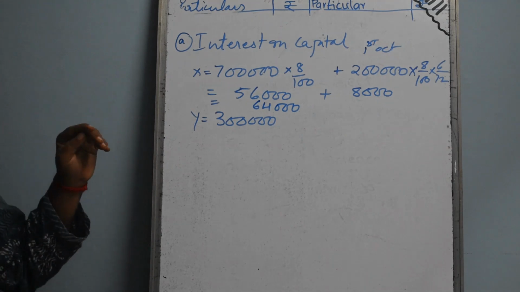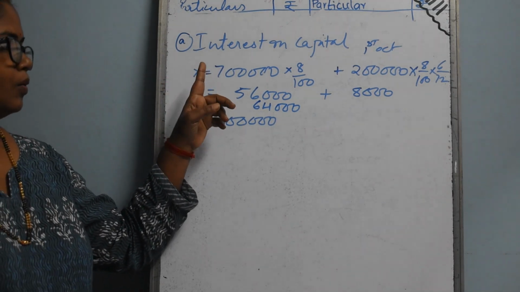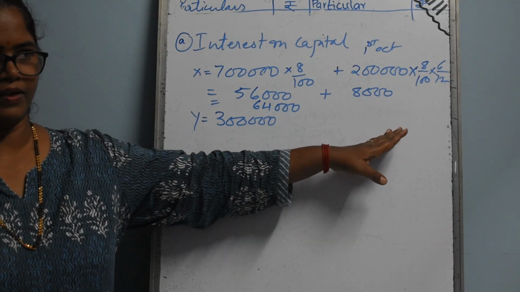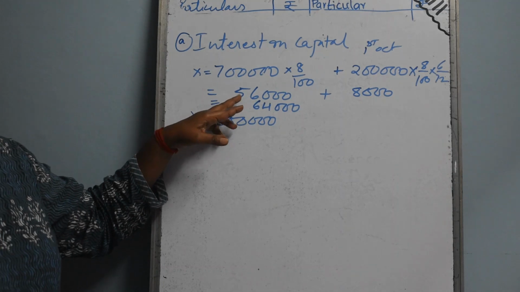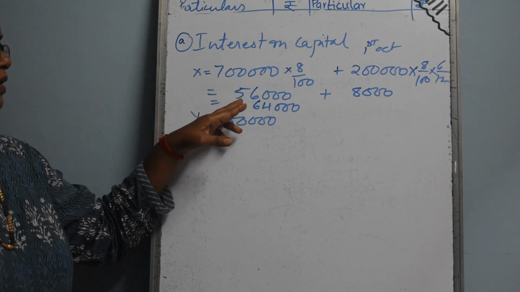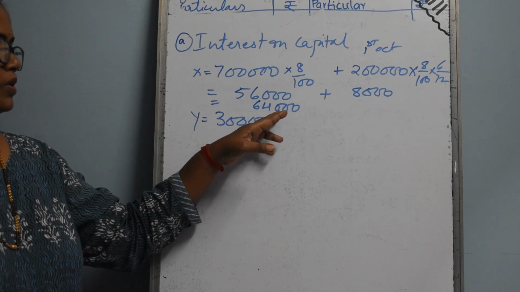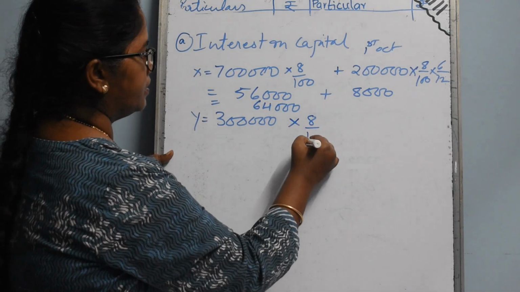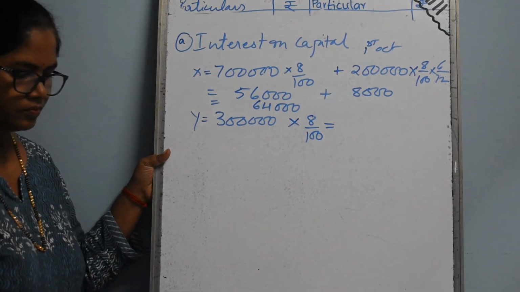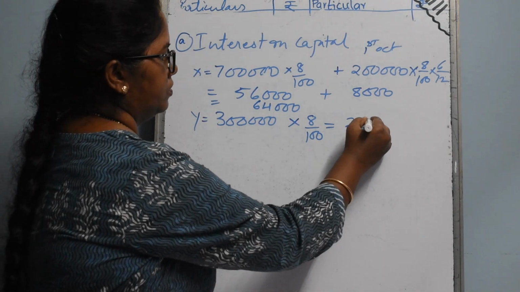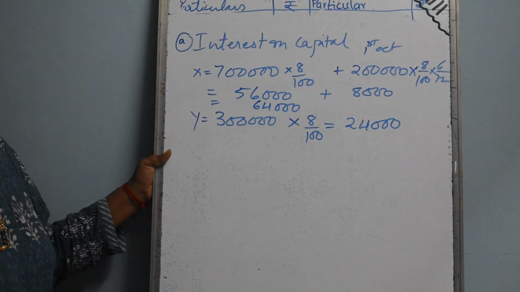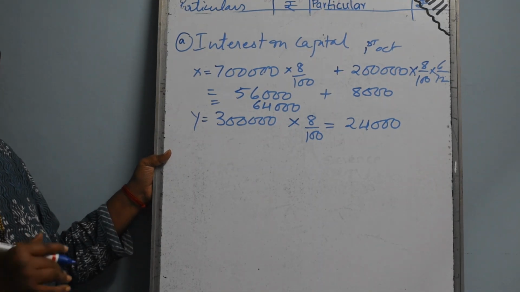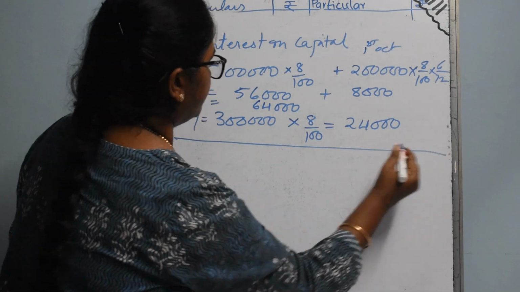Is it clear? When additional capital is brought along with the opening capital, on that additional capital also you have to calculate the interest and add it to the opening capital interest, and his total amount due is 64,000. The second partner has only 3 lakh. On 3 lakh directly at 8%, it comes to 24,000. So understood, this is interest on capital if additional capital is brought in between the year. Next we'll see interest on drawings.